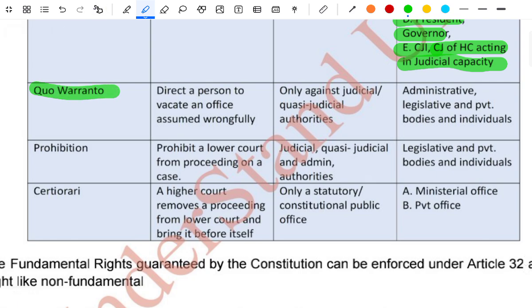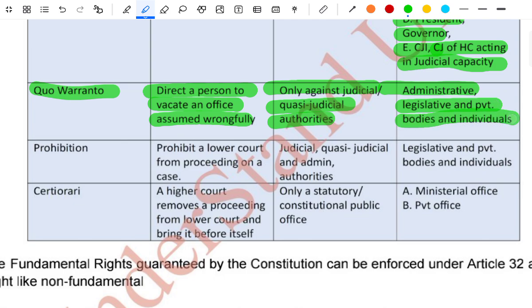Quo warranto: directs a person to vacate an office assumed wrongfully. It is issued only against substantive public offices, not against judicial or quasi-judicial authority, administrative or legislative bodies, or private bodies and individuals. Prohibition: prohibits a lower court from proceeding in cases; it is issued against judicial, quasi-judicial, and administrative authorities, not against legislative or private bodies and individuals.